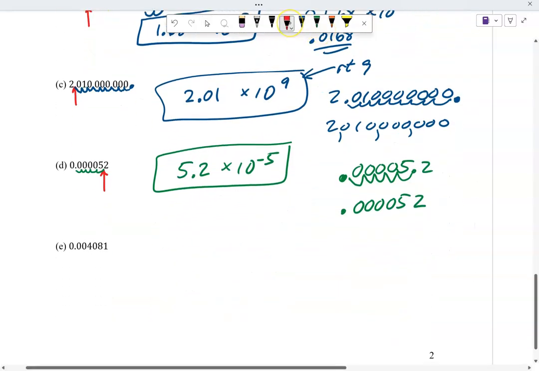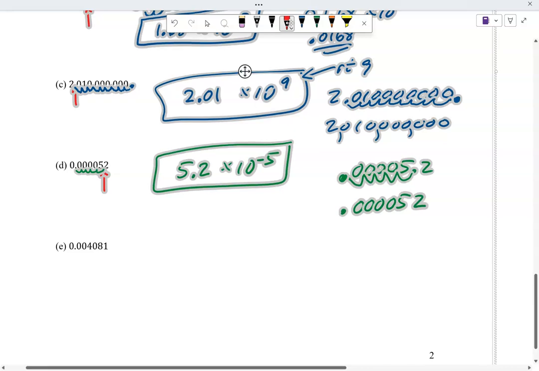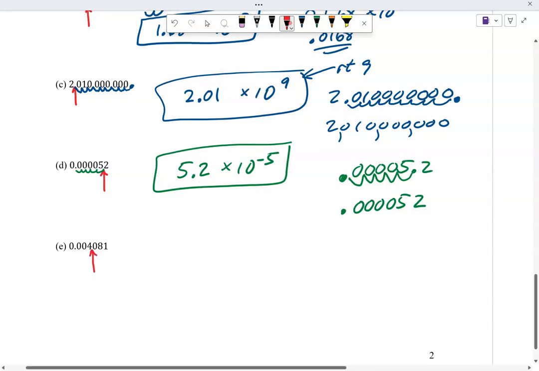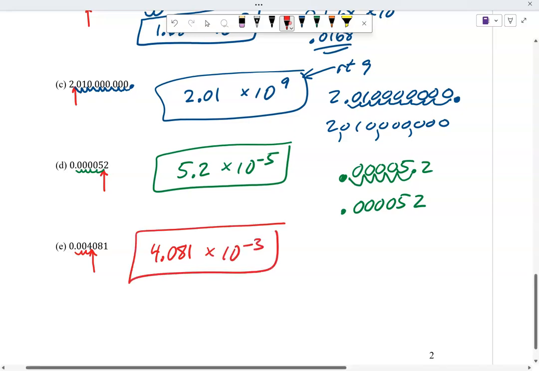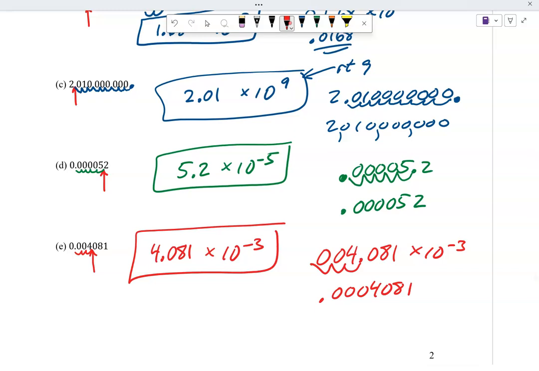Last one. We want this one between the 4 and the 0 right there. How many positions? 1, 2, 3. 4.081 times 10 to the negative 3. Again, let's check it by moving it left 3. This is our proposed thing. Let's move it left 1, 2, 3. There it is. 0.000481. That's our original number, and that's how you can check those as well.